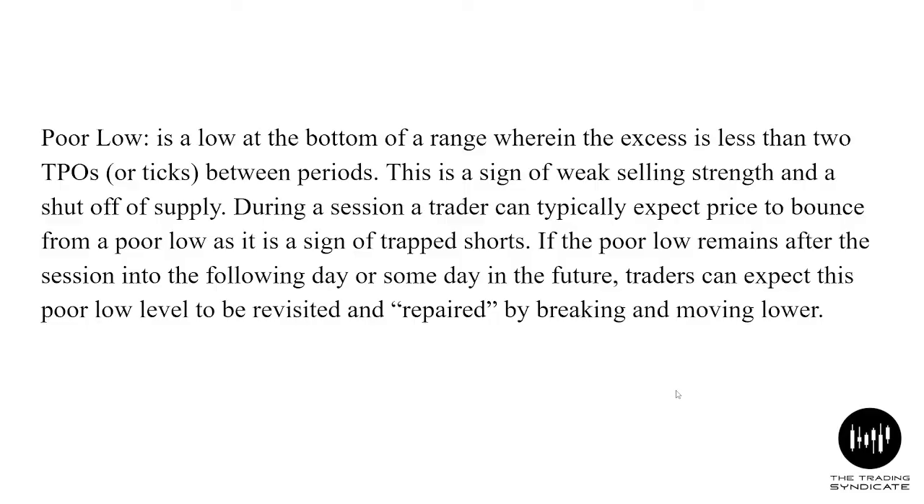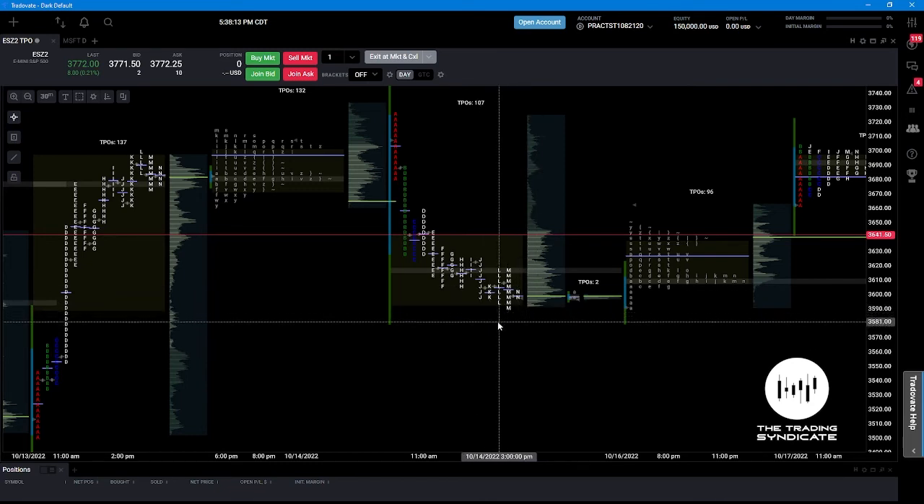A poor low is a low at the bottom of a range wherein the excess is less than 2 ticks or TPOs between periods. This is a sign of weak selling strength and a shutoff of supply. During a session, a trader can typically expect price to bounce from a poor low as it is a sign of trapped shorts. If the poor low remains after the session into the following day or someday in the future, traders can expect this poor low level to be revisited and repaired by breaking and moving lower. Here we see an example of a poor low.